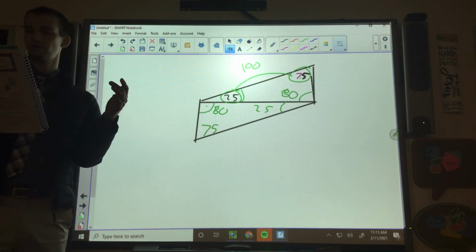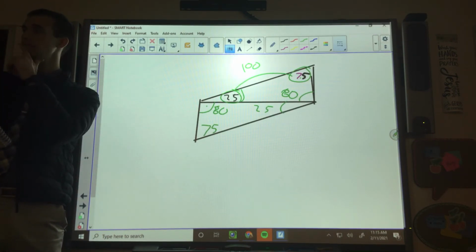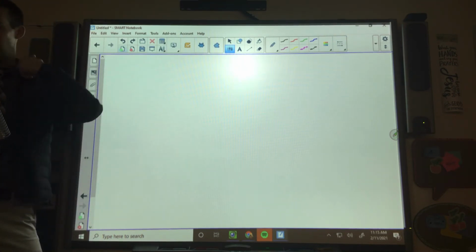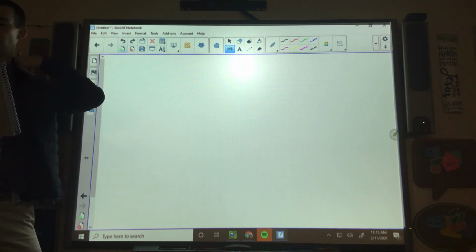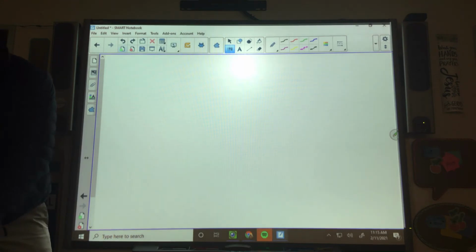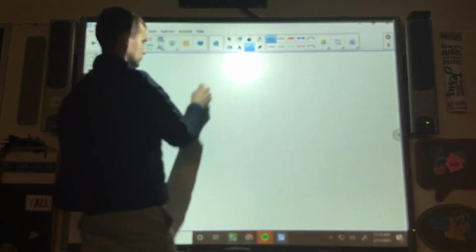Alright, on number 7 and 8. So ABCD is a parallelogram. Find the measure of DBC. Oh, we're definitely doing this one. This one's great.